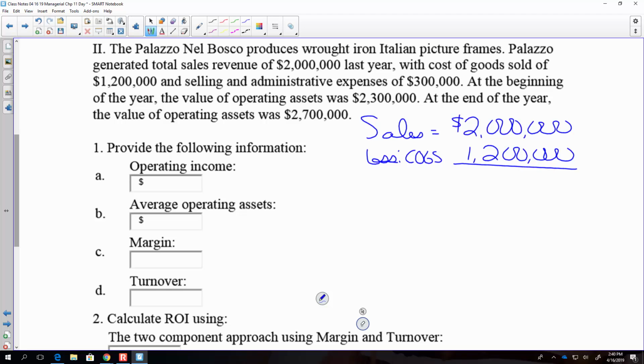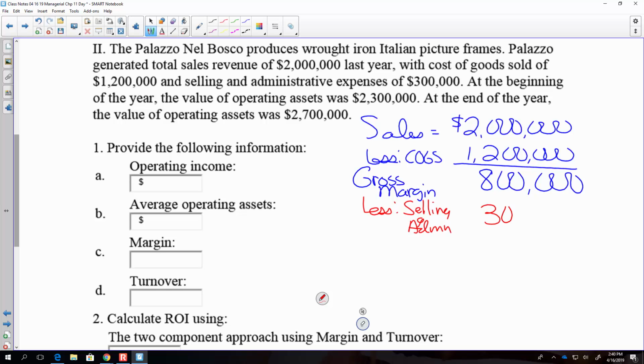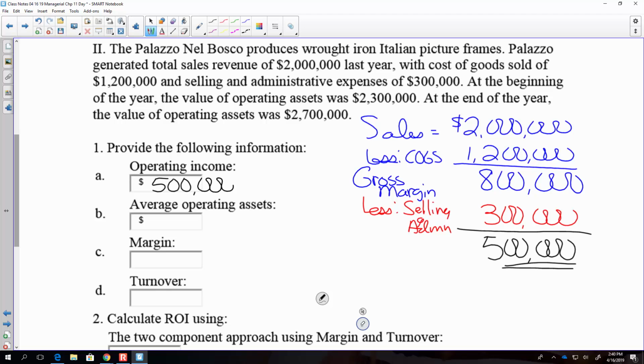What's my first subtotal on an income statement? What's that called? Is it gross margin? Right? But is that the answer we're looking for? No. We need operating income. So I have to subtract one more thing: selling and admin, which was 300,000. So what's my operating income? $500,000 is my answer for letter A.